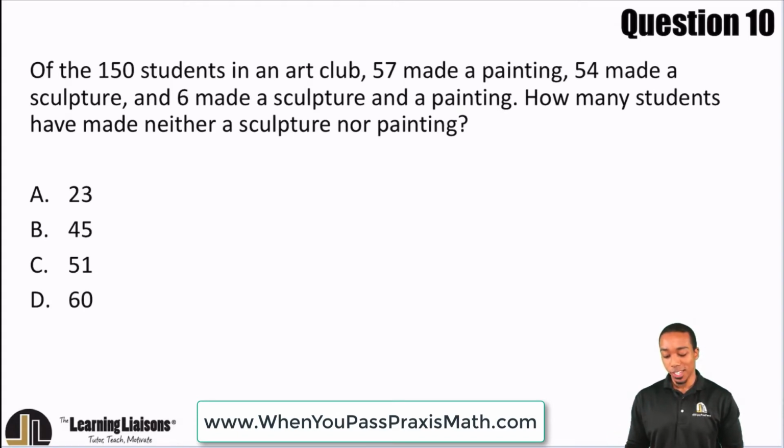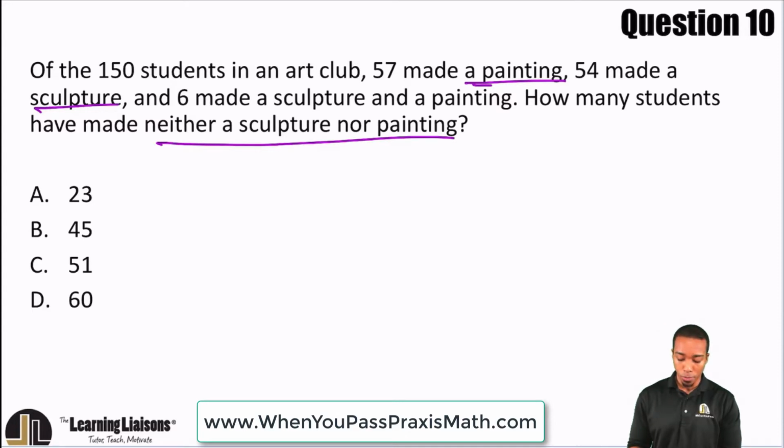Of the 150 students in an art club, 57 made a painting, 54 made a sculpture, and 6 made a sculpture and a painting. How many students have made neither a sculpture nor painting? To get this problem done, I believe we're going to want to draw a Venn diagram here. Although we're talking about painting and sculpture, we're looking for neither, okay?